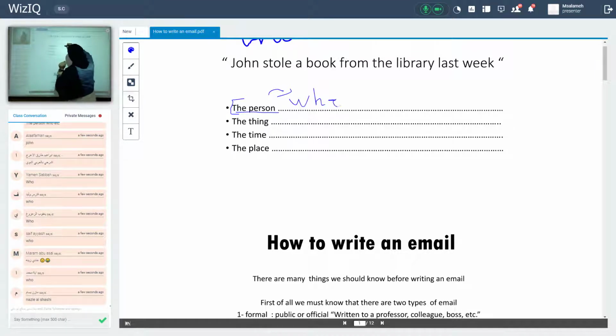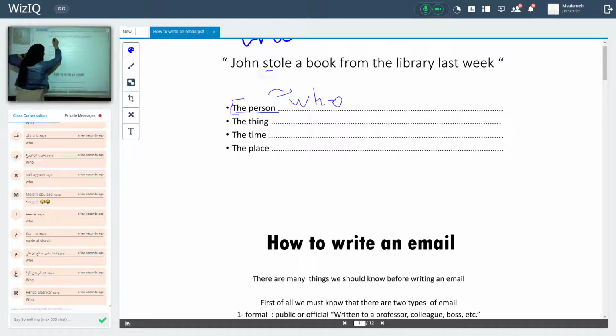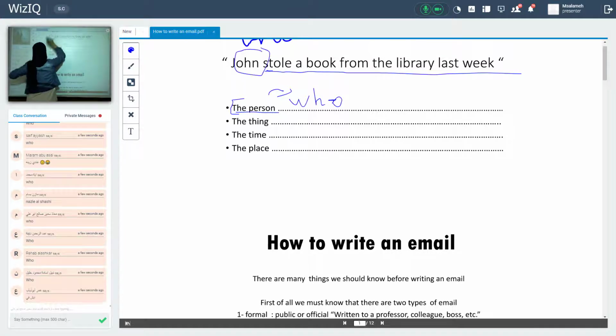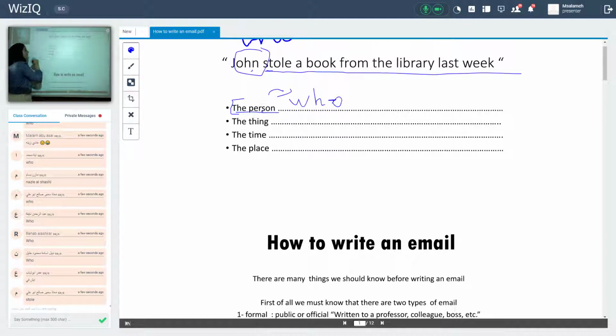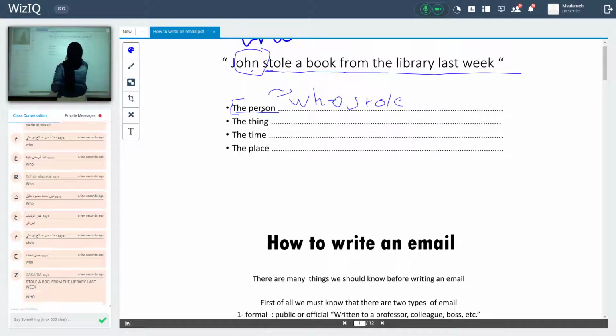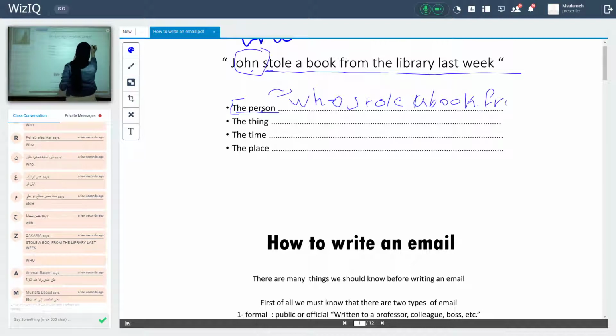Why do I choose who? Because I have a person, an animate person, so I should use who. The person who, followed by the whole sentence without the emphasizing word. The emphasizing word here is John because I talk about the person. The person who stole a book from the library last week.